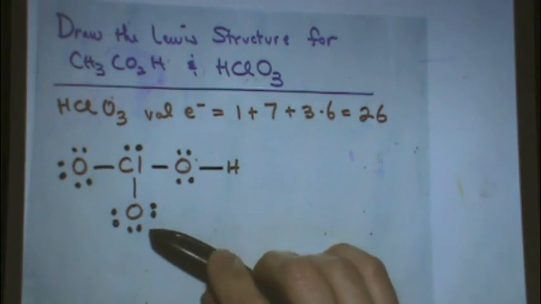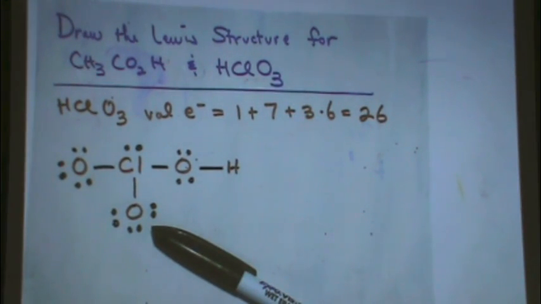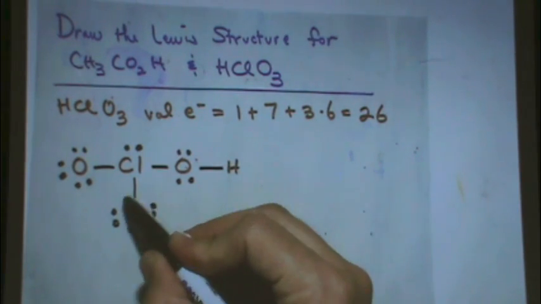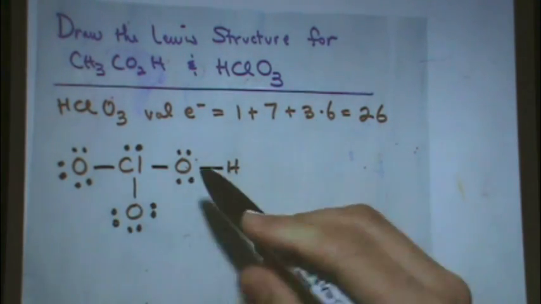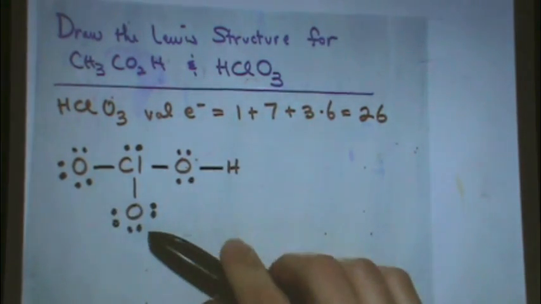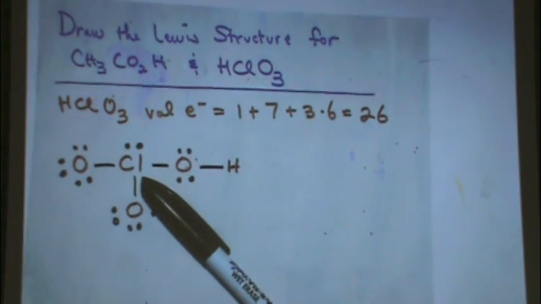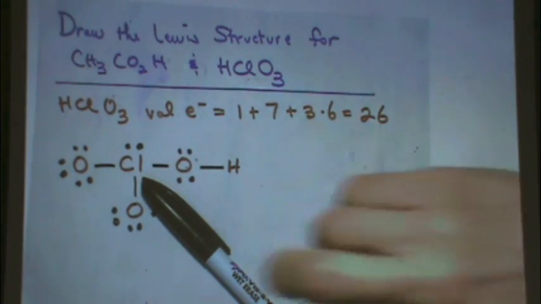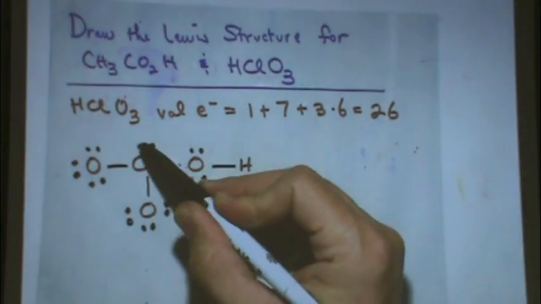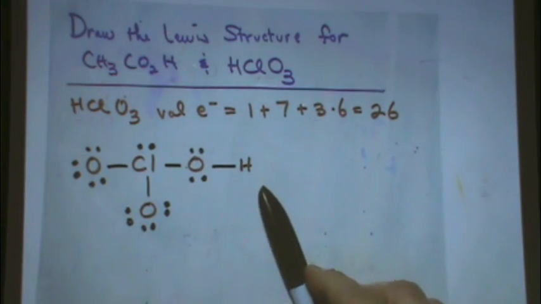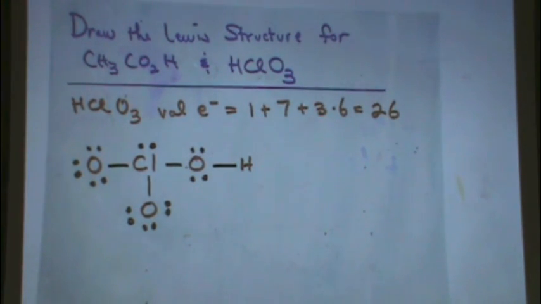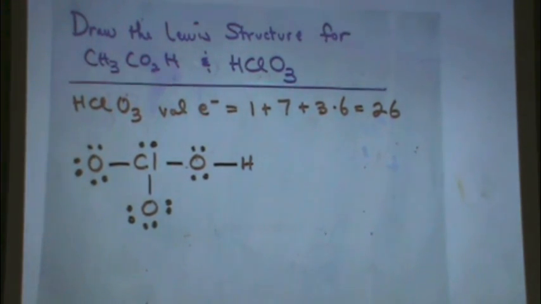How about either of these oxygens? They're both the same. You should get a -1 out of here right now. 1, 2, 3, 4, 5, 6, 7. So these are both -1. How about that chlorine? Chlorine's in column 7, but there's only 5 items around it. 1, 2, 3, 4, 5. So it's +2. Do we like this structure? No, it's horrible, because we don't want a +2 formal charge.